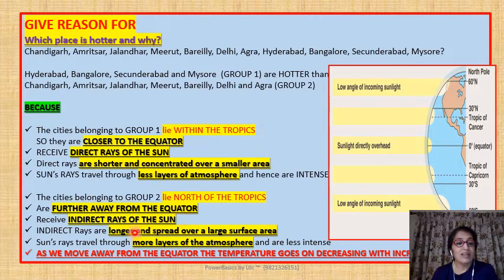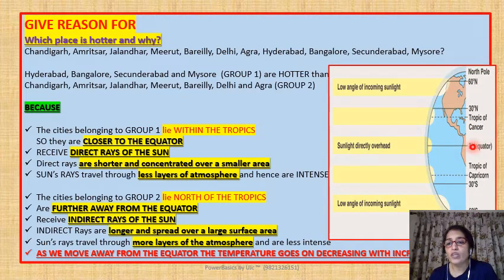So what happens? The indirect rays are longer and spread over a larger surface area. See, this ray is longer and spread over more surface area. This ray is shorter and spread over a smaller surface area. The sun's rays travel through more layers here. See, from here it is a longer distance than from here to here. So more layers of the atmosphere and they are less intense. So as we move away from the equator, the temperature goes on decreasing with increase in latitude.